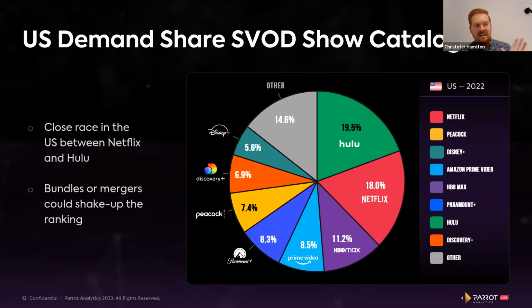And while it might look like a clear two-way race here, I do want to highlight that bundles or mergers of platforms can really shake things up and threaten Netflix's ranking here in particular. So if you think about the fact that Disney Plus can be bundled with Hulu, that would put them together on about a 25% share of demand for all shows on these platforms, which is comfortably ahead of Netflix. And also, if you consider HBO Max, Discovery Plus, the potential to merge those two platforms and their content, that would come out just ahead of Netflix.